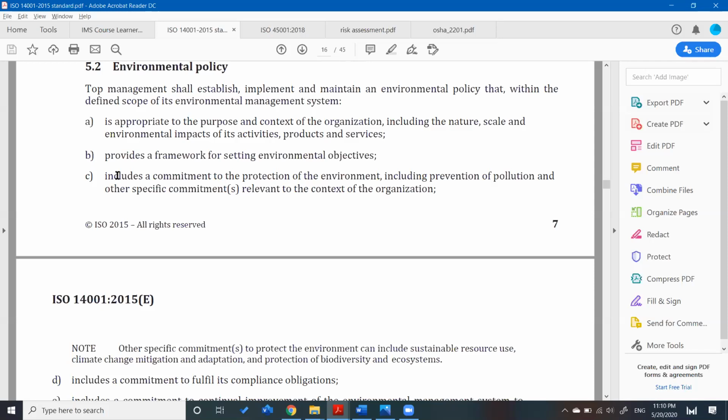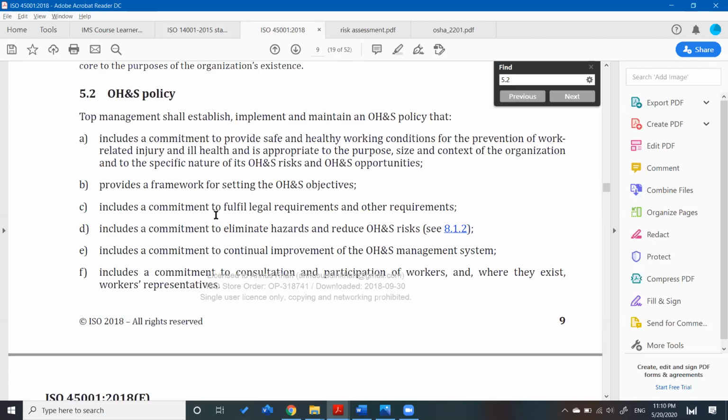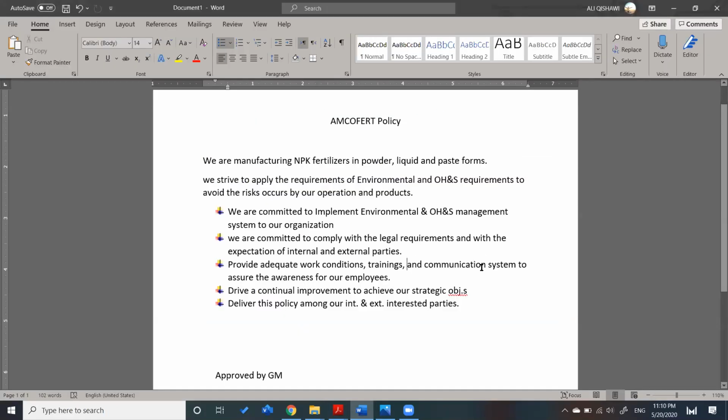Now just open the 45,000 standard. Where is the commitment to include consultation and participation of workers in your policy? It's here. Communication system. See, our employees is a very generic word. Remember I told you that the main difference between the old standard and the new standard is that it talks clearly about the participation of workers. Workers means non-management staff. When you say employees, employees means all. Okay, so we need to make sure of awareness, and not only awareness but consultation of our workers.